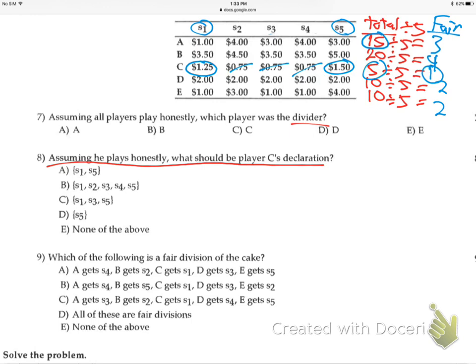So his declaration, when it says down here, what's his declaration? He's going to declare which pieces he thinks are fair.